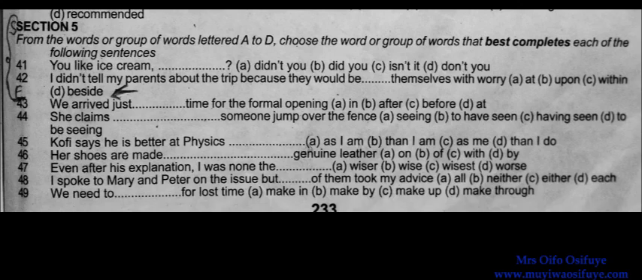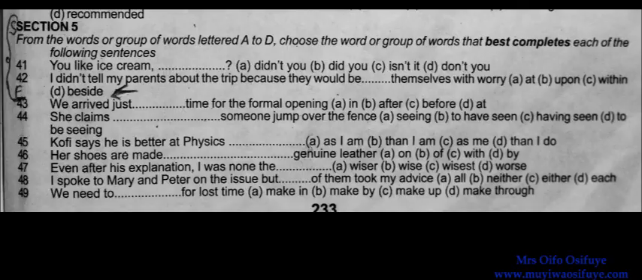So the correct answer to that question is beside. I didn't tell my parents about the trip because they will be beside themselves with worry. That is section 5. Now, having looked at section 5, we are now going to look at section 6.